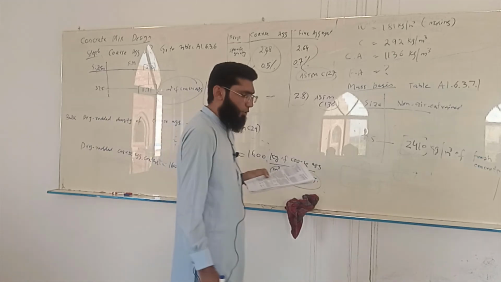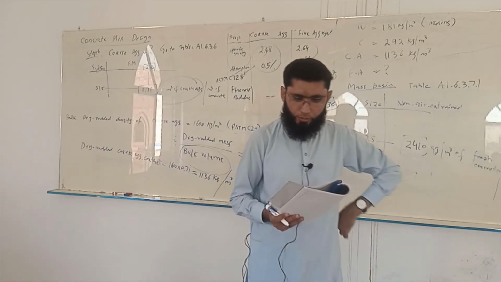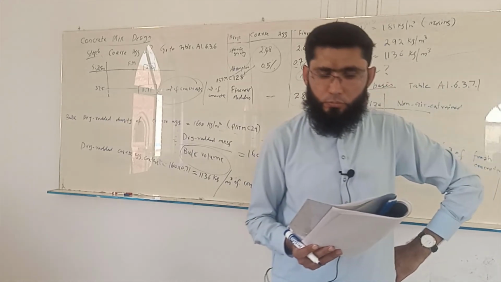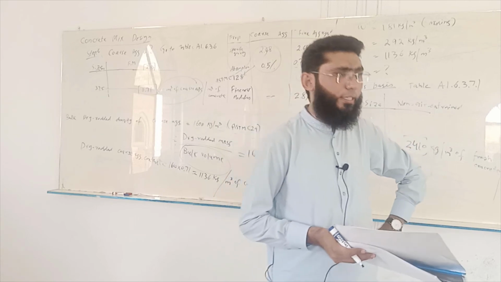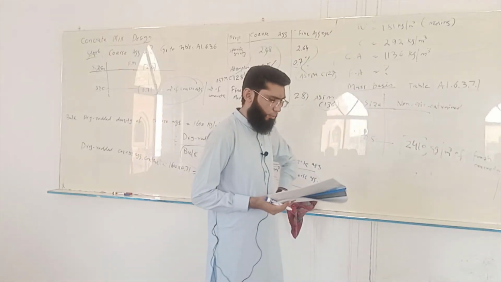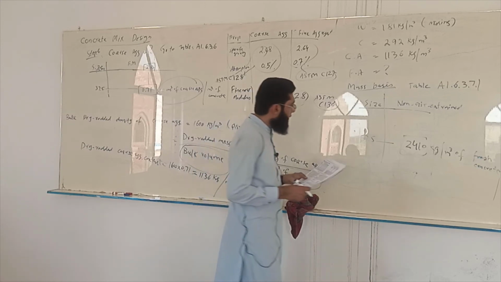So can you tell me the value if the nominal maximum size of the aggregate were 19 millimeters? 2345. I hope everybody's getting this. If you've got a table, you should be consulting the table.